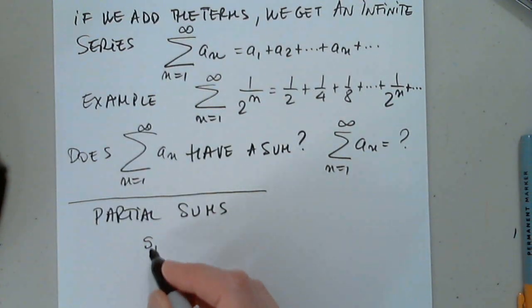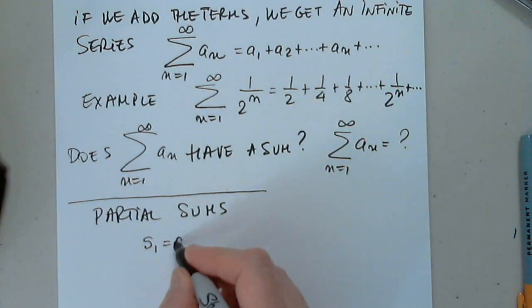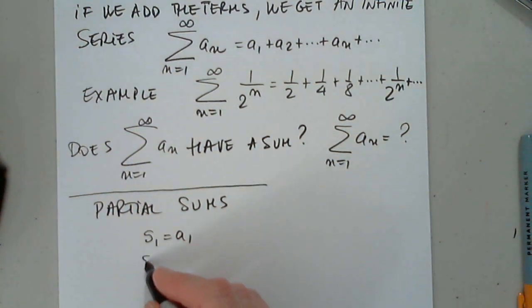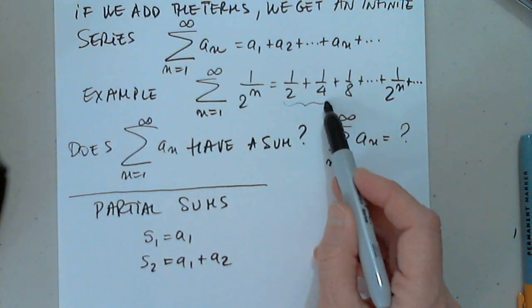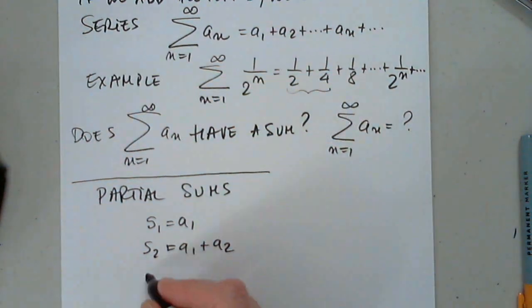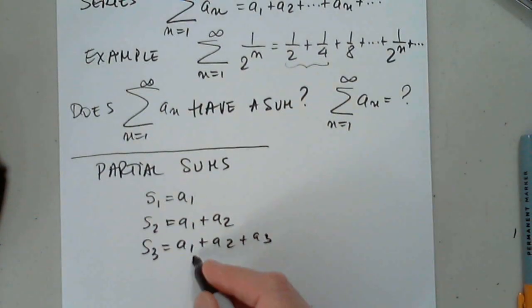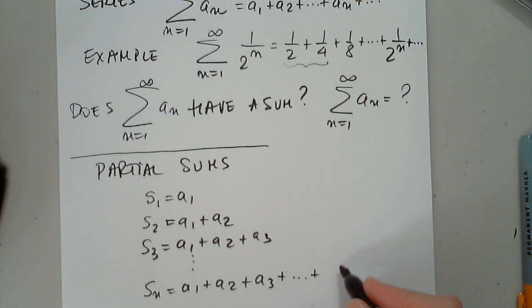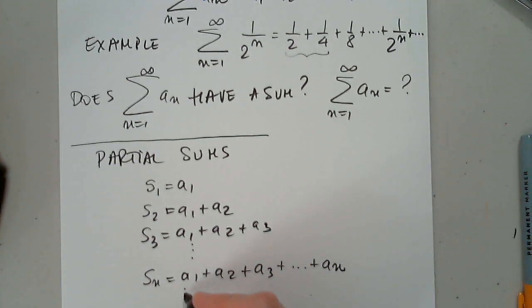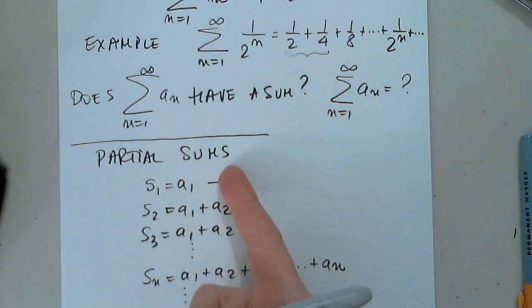So the notation will be S sub 1, meaning the first term of the sequence. S sub 2 is the sum of a sub 1 plus a sub 2. In this case, it will be 1/2 plus 1/4. And so on and so forth. a1 plus a2 plus a3, dot, dot, dot, S sub n, a1 plus a2 plus a sub 3 plus 3 dots plus a sub n. And of course, we can continue. So this is called the first partial sum.